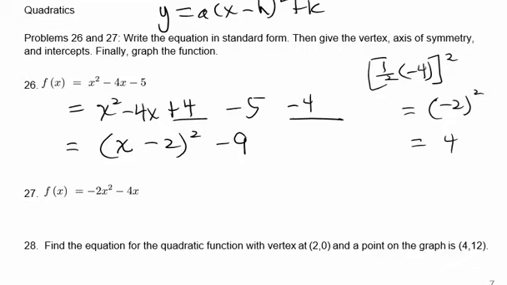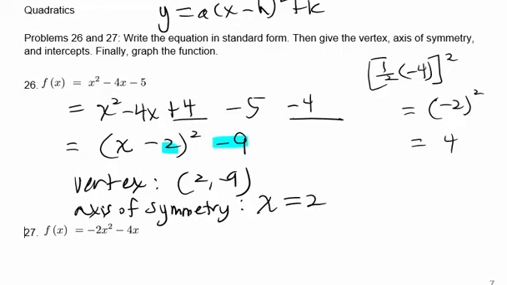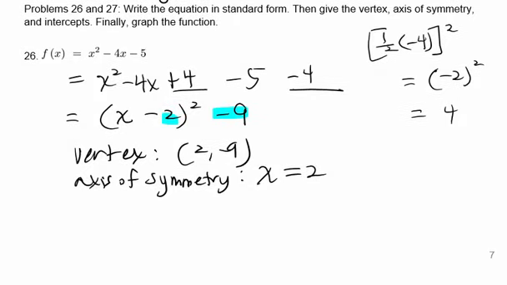Okay, so it's easy to tell what the vertex is. My h is 2 and k is negative 9. The axis of symmetry is a vertical line that passes through the vertex, and so it's going to have equation x equals whatever h is, in this case 2. So we want to find the intercepts. The good news, the y-intercept is pretty straightforward if you refer back to the initial equation. Okay, so it's just going to be c if this is an ax squared plus bx plus c form. So the y-intercept is 0, negative 5.